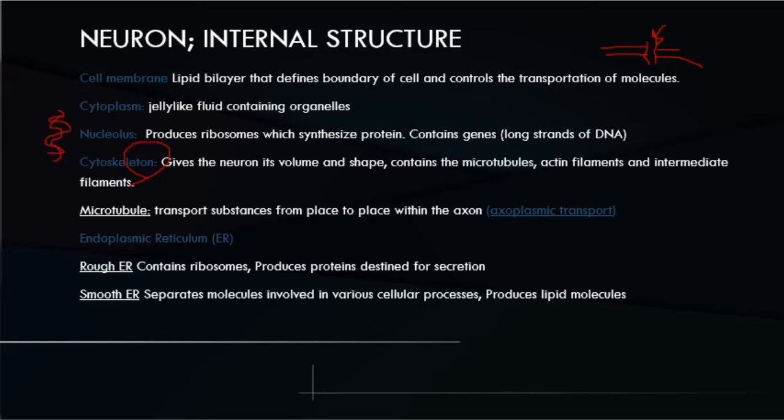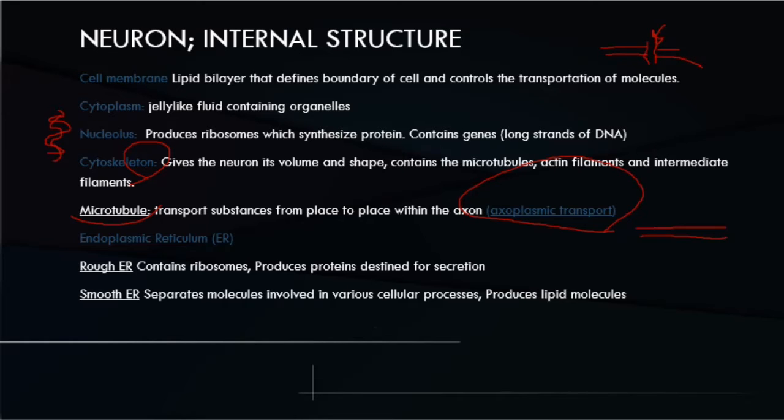What are microtubules? They're like tubes that transport substances from place to place within the axon. And that's called axoplasmic transport. So you want to know that axoplasmic transport takes place through microtubules, and what it does is transportation of substances from different parts of the neuron.